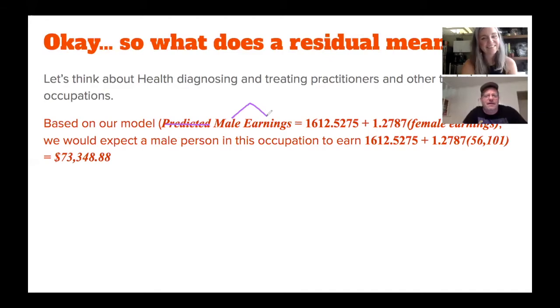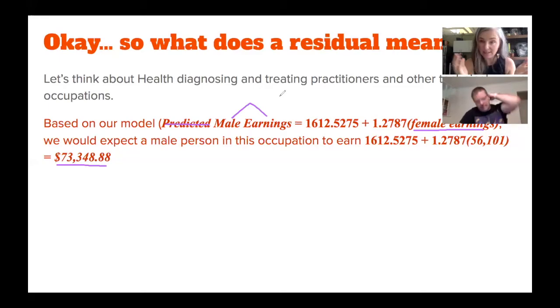Anyway. Okay, so here's what happens. We plug in how much the females make for that occupation. Females make $56,101 on average for that occupation. And we plug that in and we get $73,348.88 for our predicted male. So on that equation, even assuming that males make $1.25 for every $1 that females earn, this is what they should be making.